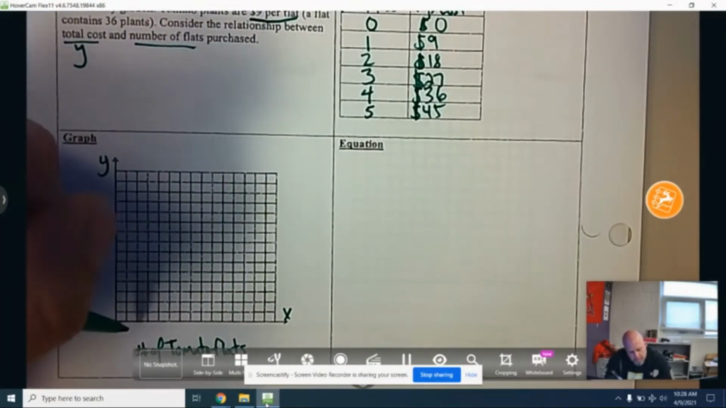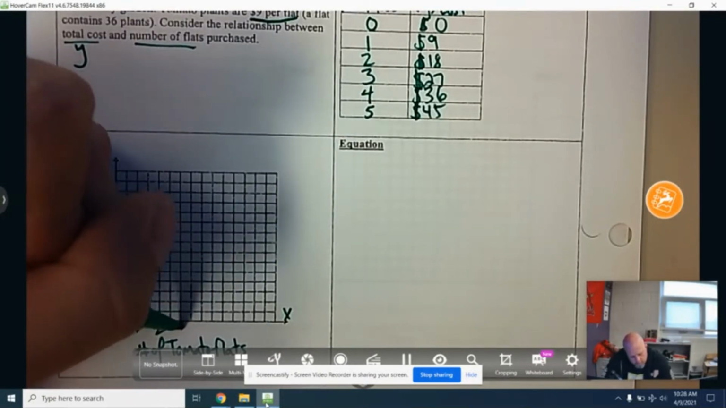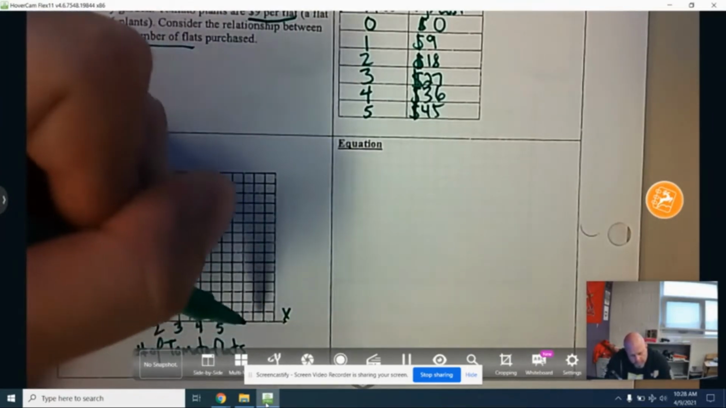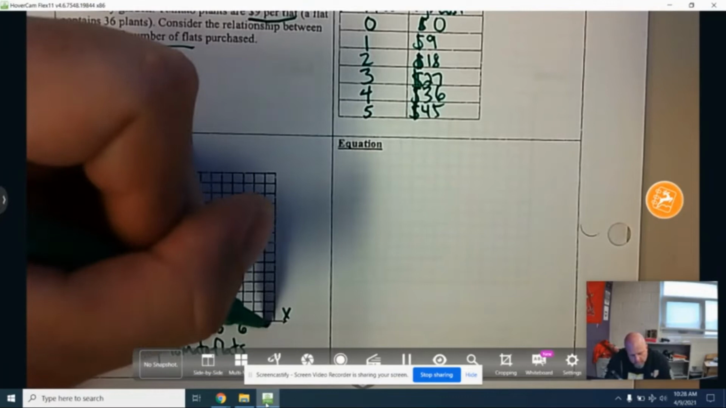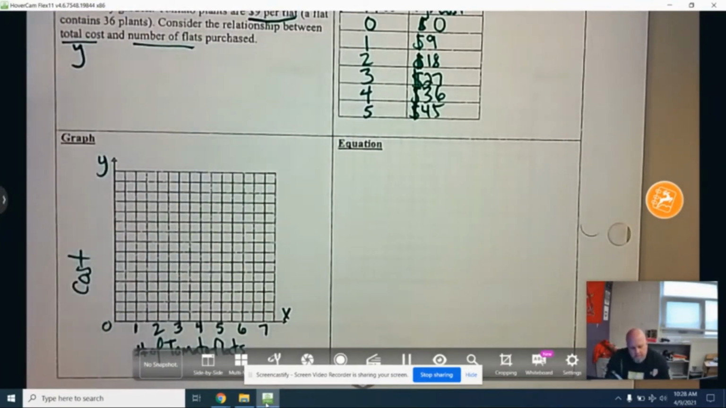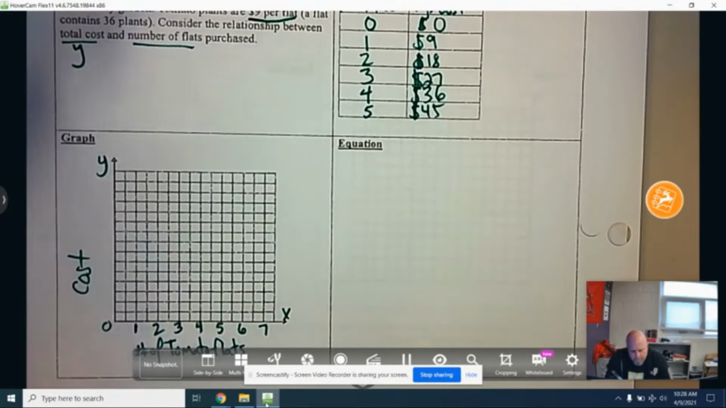So I'm going to say that every 2 boxes is worth 1. If I count 2 boxes, there's 1. Another 2, there's 2. 3, 4, 5, 6, 7. So I can fit more than 7 on there. I only need to get up to 5. But that's better than going 1, 2, 3, 4, 5, and only using a small portion of your graph.